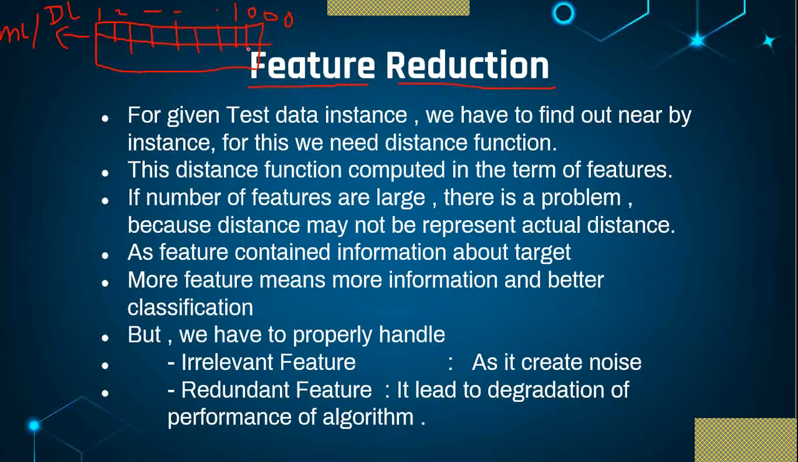So in that case, what happens? Your machine learning or deep learning model will not work properly, because it will not give the proper decision for predicting that particular object or that particular thing. So what is the solution? The solution for this problem is that you have to reduce the features.